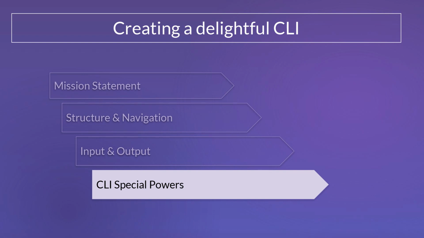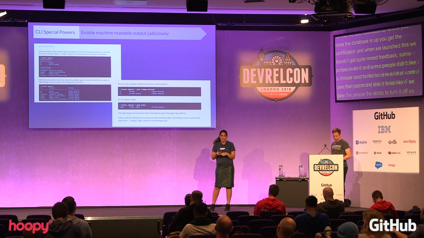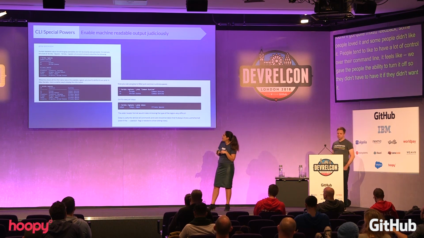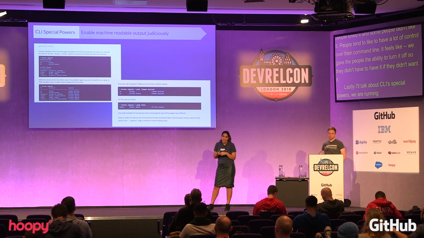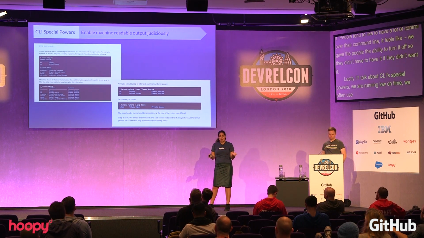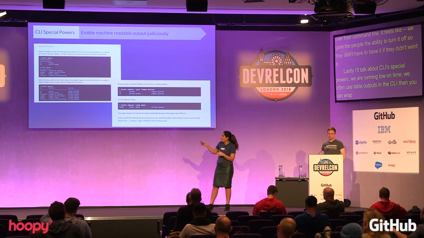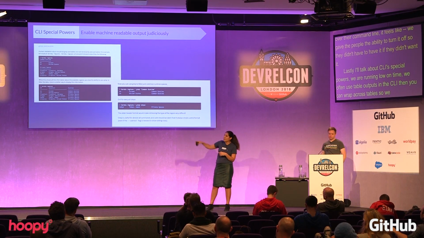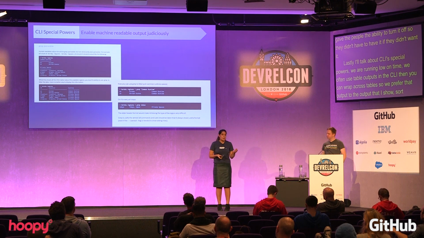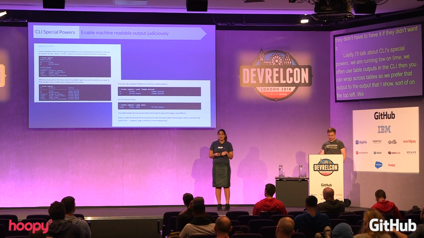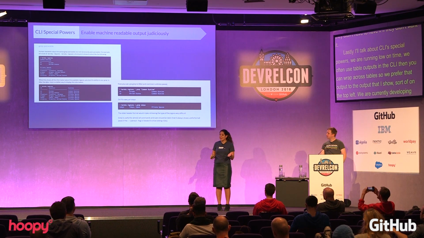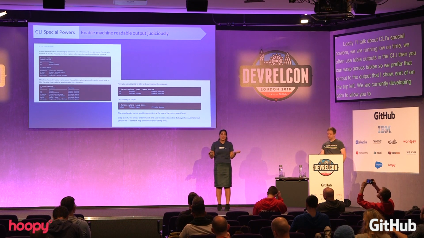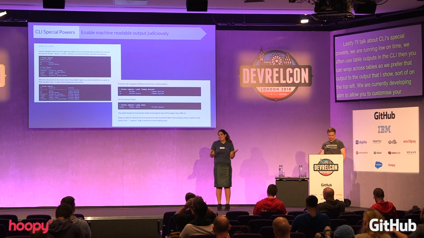And last, I'll talk very briefly about CLI special powers, because I think we're running a little bit low on time. So yes, we often use table outputs in the CLI, as then you can grep across tables. So we prefer that output to the output that I show on the top left. And we're currently developing what we call CLI super tables, which will enable you to customize your table output and then choose to extract that output as JSON or CSV. And again, that would be really hard to do in the browser.